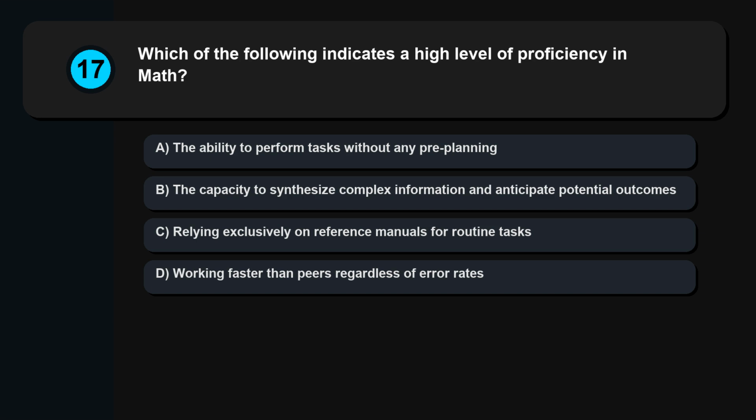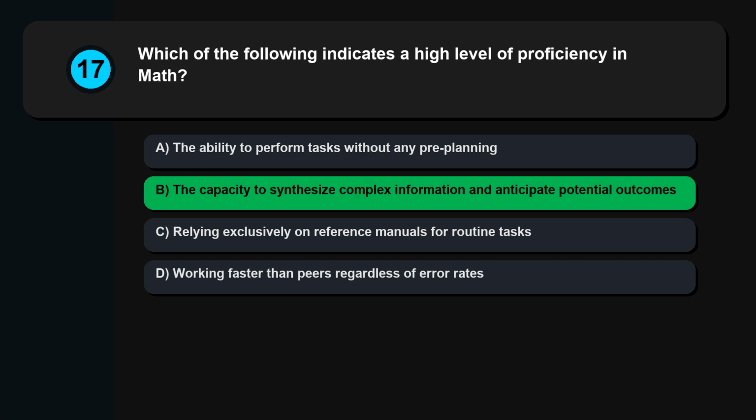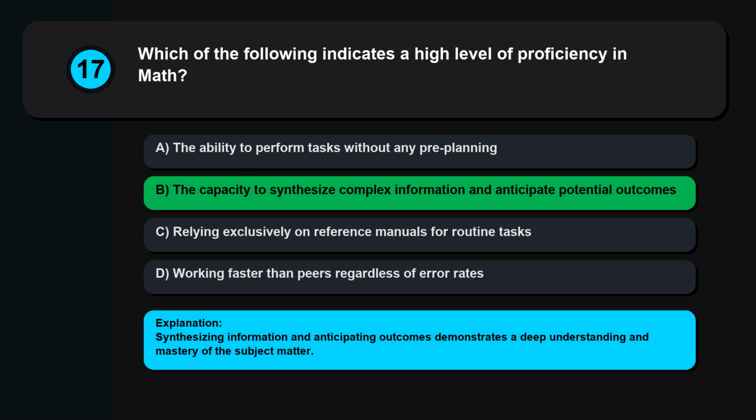Question 17. Which of the following indicates a high level of proficiency in math? The ability to perform tasks without any pre-planning, the capacity to synthesize complex information and anticipate potential outcomes, relying exclusively on reference manuals for routine tasks, working faster than peers regardless of error rates. Synthesizing information and anticipating outcomes demonstrates a deep understanding and mastery of the subject matter.